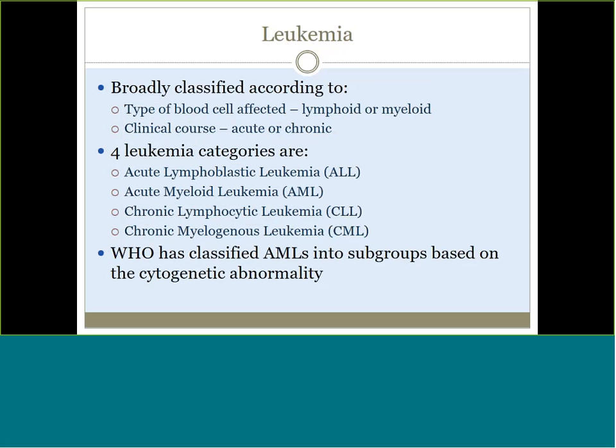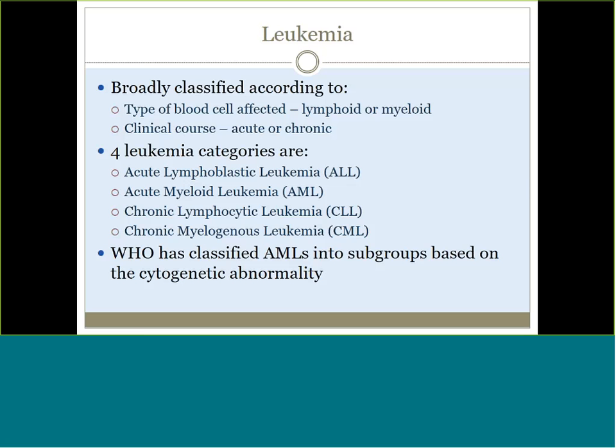So for our purposes, we are going to get the gist of it, and I think that will get us through what we need. So again, leukemias are classified according to what type of cells they affect and the clinical course, whether it's acute or chronic. So you'll notice that all leukemias kind of fall into one of 4 big categories.